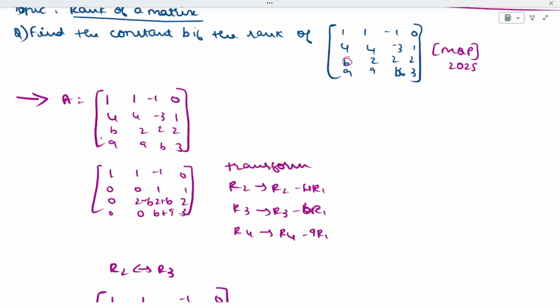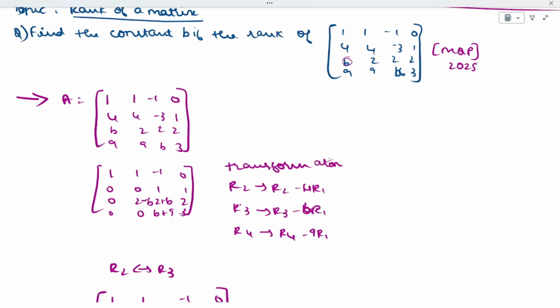Now you have to reduce that. For row 2, you observe it is 4, you have to make it 0. You have to try to make as many entries 0 as possible in order to find the rank. Except the rows or columns which are 0, you have to consider the non-zero rows. 4 minus 4 will give you 0. That means you have to multiply by 4 here, that is, you will do R2 minus 4R1. I hope you know this transformation.